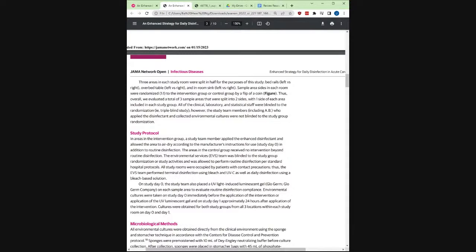All the clinical, lab, and statistical staff were blinded to the randomization, triple blind study. However, the study team members, including A and B, who applied the disinfectant and collected environmental cultures, were not blinded to the study group. Okay, so this is a very important area.